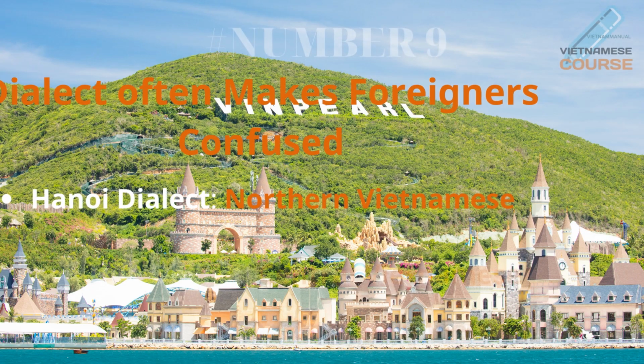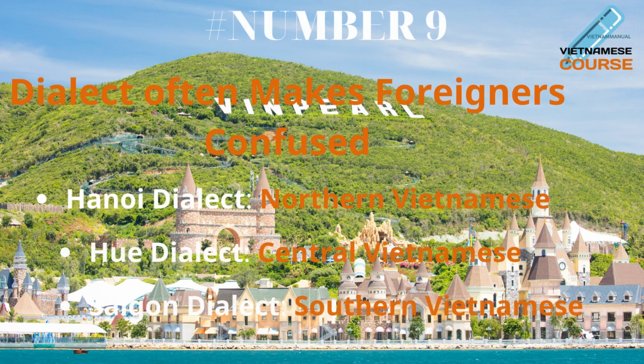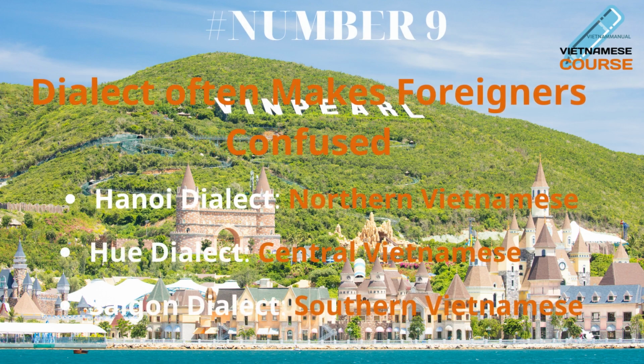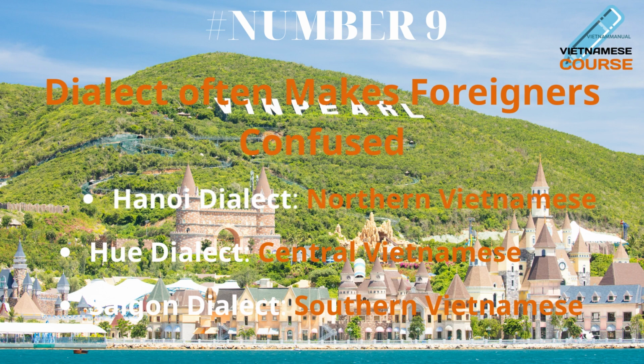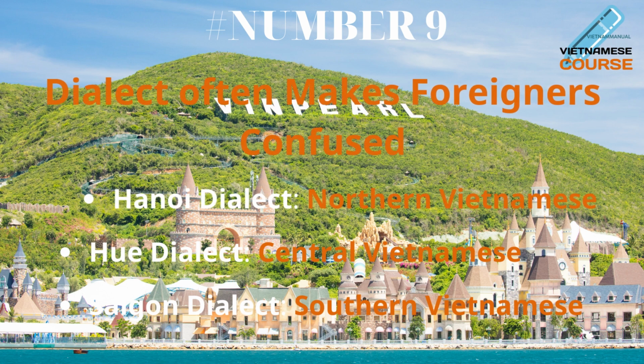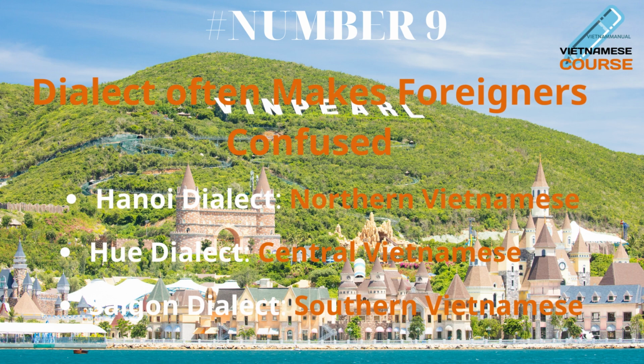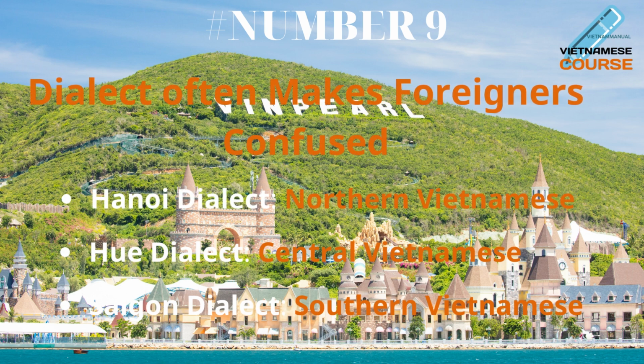Number 9. Dialect often makes foreigners confused. There are 3 major dialects spoken within Vietnam: Hanoi dialect, Northern Vietnamese; Hue dialect, Central Vietnamese; and Saigon dialect, Southern Vietnamese. A foreigner who can communicate in a Southern accent may still be confused by Northern and Central Vietnamese.